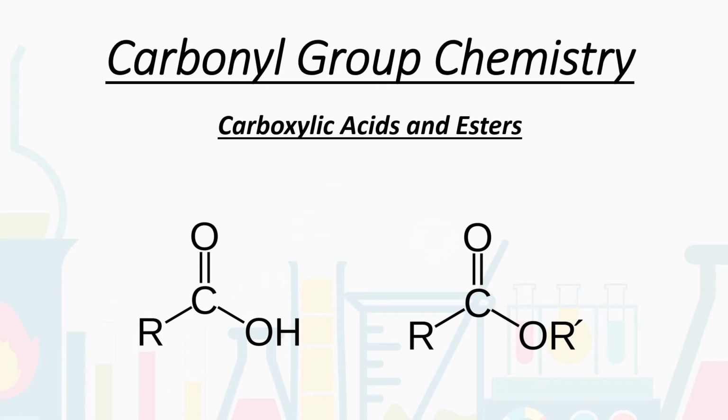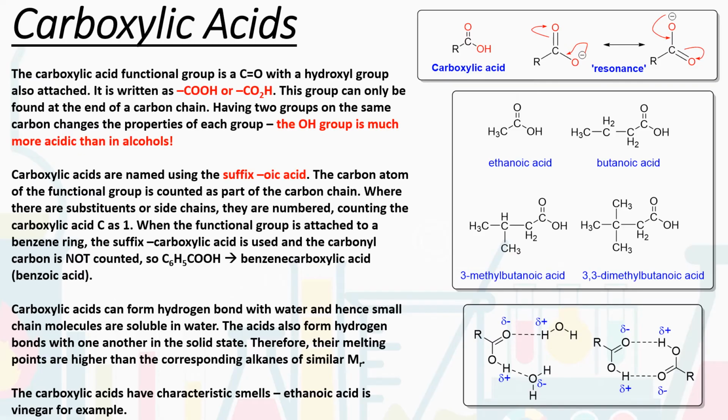Hi everyone, today a video on carbonyl group chemistry looking at carboxylic acids and esters. So carboxylic acids have a carbonyl group within them, but it also contains a hydroxyl group, an OH group, attached to the same carbon. So we write it as COOH or CO2H. And like we had in aldehydes, this group can only be found at the end of a carbon chain.